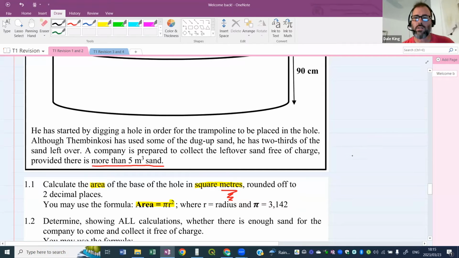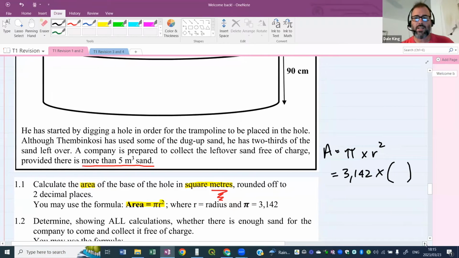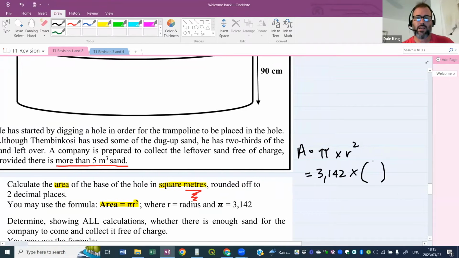I'll do it on the side here. A for area, A equals, I'm going to write the formula out again so you can see, pi times r squared. Now we're going to substitute in all our values. So we've got 3.142 multiplied by the radius. Now I'm going to put a bracket here because I haven't divided the diameter yet. The bracket shows that I need to divide the diameter, and then it'll give me the radius.